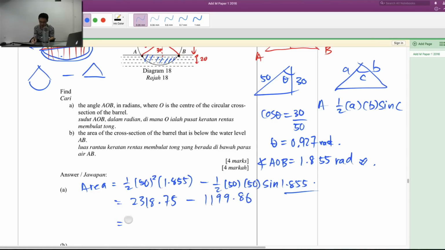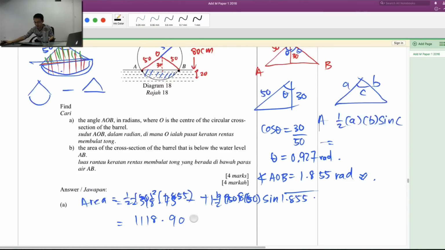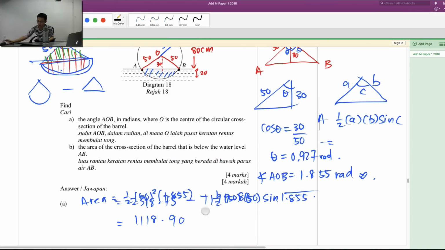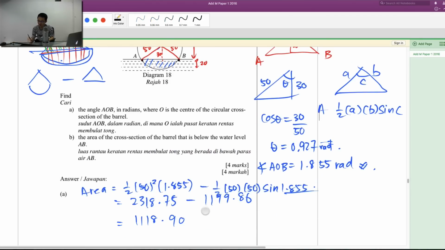1199.86. So 2318.75 minus answer. So I will get 1118.90 centimeter square. Is it cm just now? Yep, it's cm. So it'll be cm square.